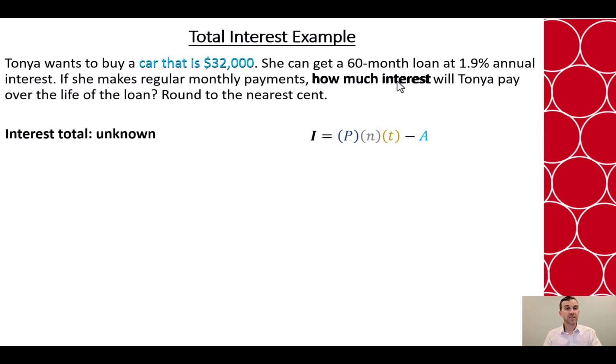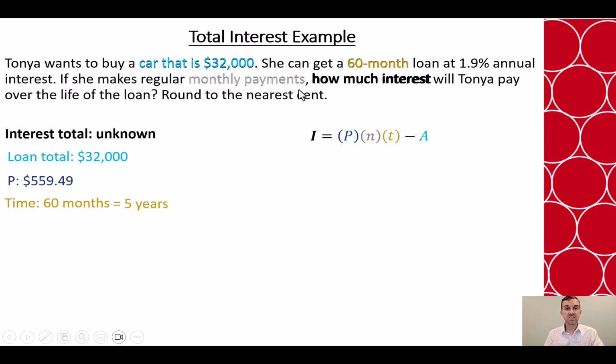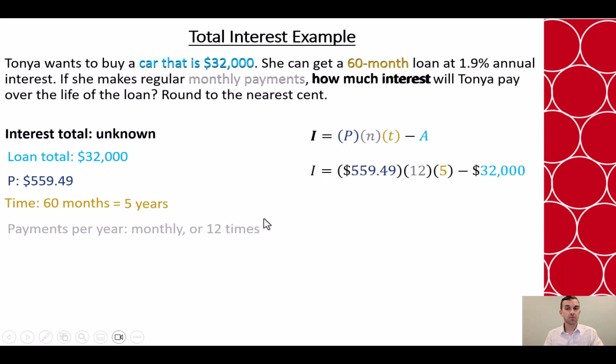And the how much interest is what we're searching for, so that's our I, that's the unknown piece. We do know that we had the starting amount of $32,000. And we know that from our previous example that Tanya is going to make a monthly payment of $559.49. So we have those two pieces of information. We know that she is going to be paying this for 60 months, which we determined was 5 years. And we know this is happening monthly, so 12 times a year. So we again have all our information from this single problem. We can plug in each of the pieces.